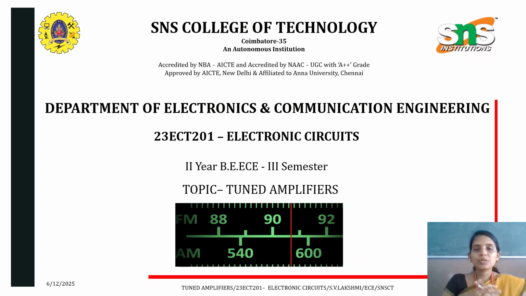So today I'm here to discuss the course electronic circuits, and the topic which I'm going to discuss is about tuned amplifiers. In the previous session we discussed what an amplifier circuit is, and here let us discuss the tuned amplifiers in this session.